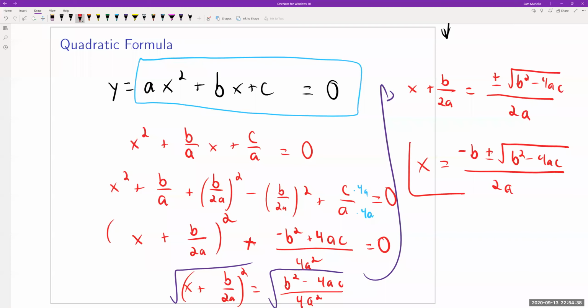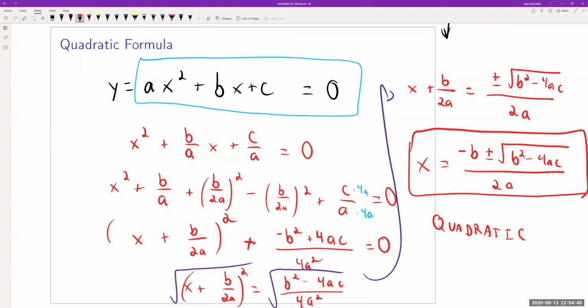And you may recognize this piece right here as the quadratic formula. And notice what we began with: ax squared plus bx plus c is equal to 0. By completing the square, we obtained what may be a familiar formula, a way that we can solve for x when I've got a quadratic expression equal to 0.